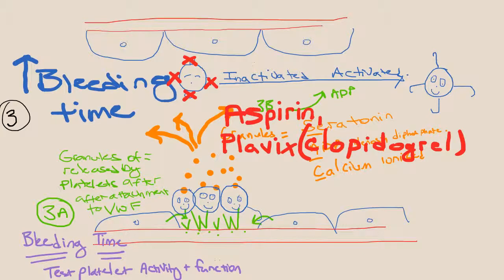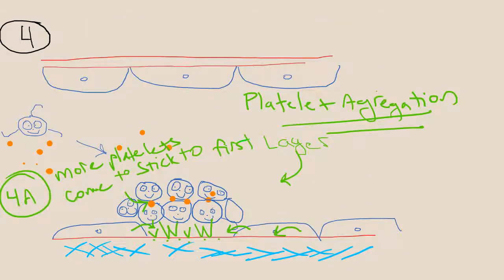If you want to test the platelet function, you order a bleeding time. Some of the times you might see on a test question is INR. INR is derived from the PT, and the normal range is between 2 and 3. Then more platelets are able to come and stick to the first layer. This is called platelet aggregation. It's called the primary platelet plug.